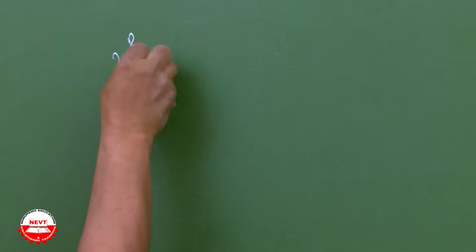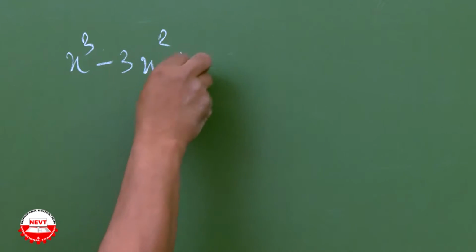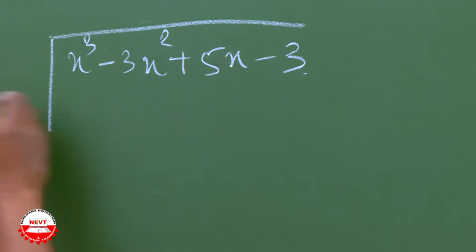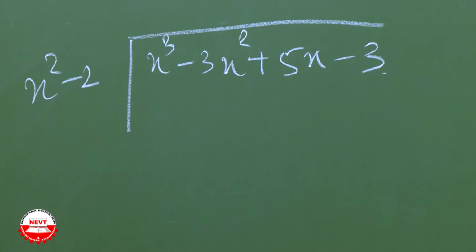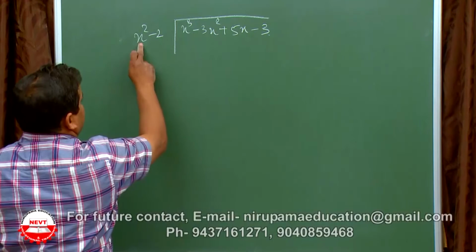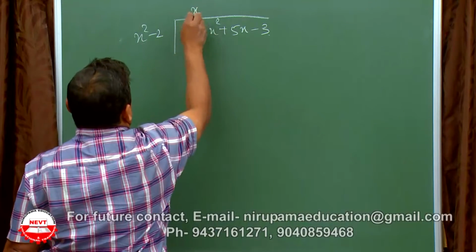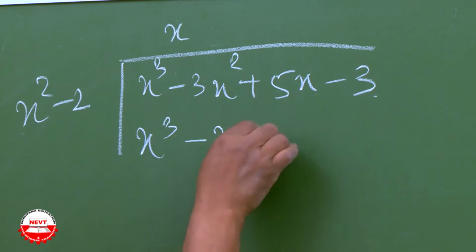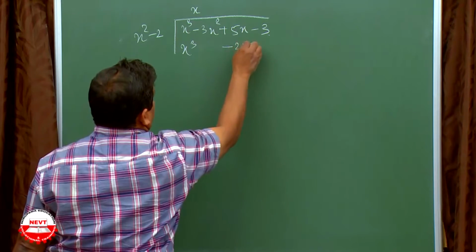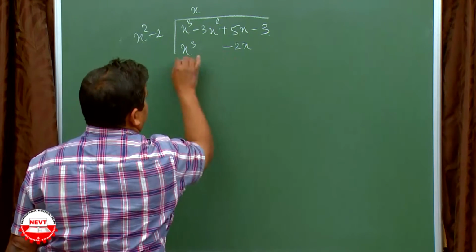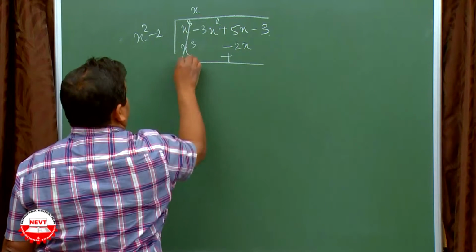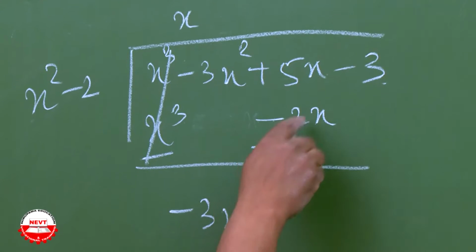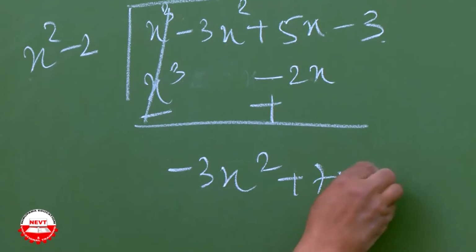x cube minus 3x square plus 5x minus 3, divide by x square minus 2. Okay. So first what we will put here? Here it is x square, here it is x cube, so put x here. x into x square, x cube, x into minus 2, minus 2x. You just write here minus 2x below the x. This will cut. So what will remain? Minus 3x square plus 5x plus 2x, plus 7x minus 3.